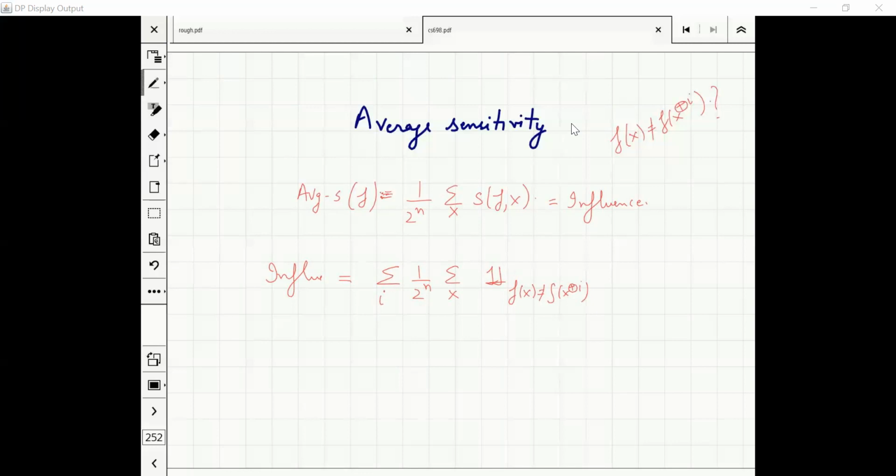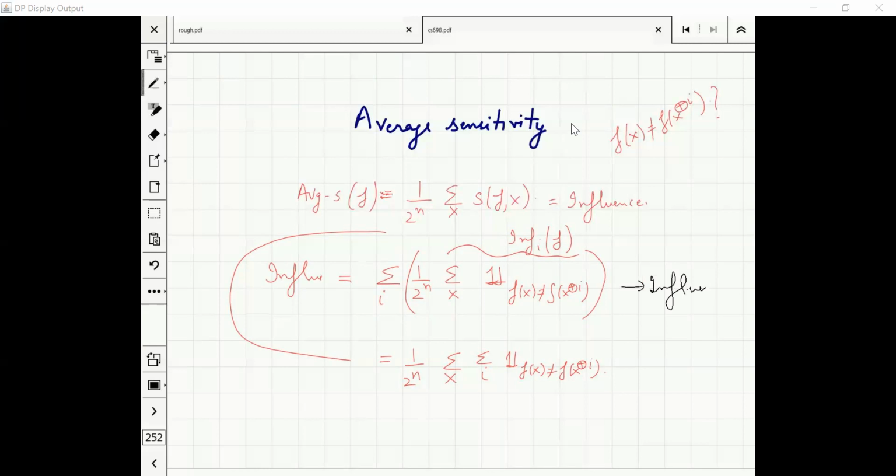If you remember, what was the influence? It was the sum of the ith influence. This is the ith influence, right? The normalized number of inputs where f of x is not equal to f of x XOR i. What about average sensitivity? 1 by 2 to the power n, summation over x of s of f comma x. What is s of f comma x? Summation over i of the indicator that f of x is not equal to f of x XOR i. In one, you summed up over x first, and then you summed up over i. That was influence. In the case of average sensitivity, you summed up over i first, and then in the end, you summed up over all the inputs.